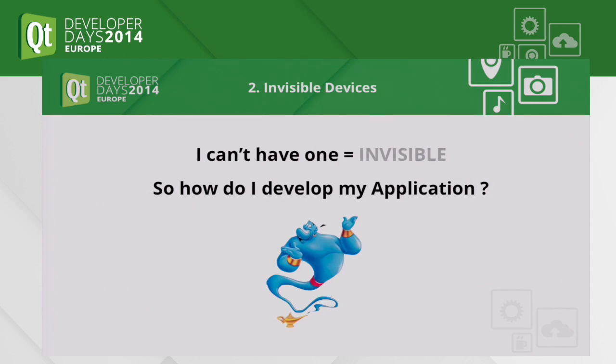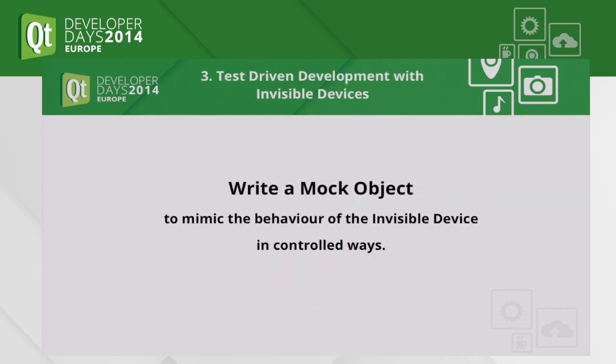So how can you write an application for something that you don't have? Well, simply put, you write a mock object. A mock object is something that will behave like your device, but that you will control. So you will write your application as if you had your device beside you. But luckily, you don't need all the hassle to move it.